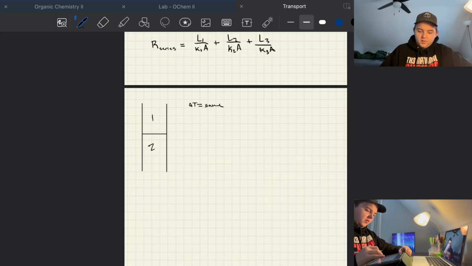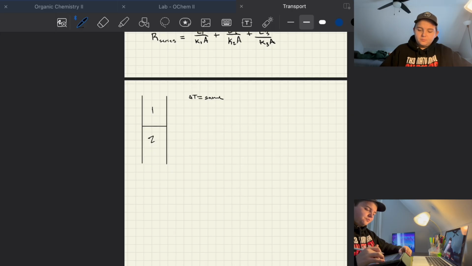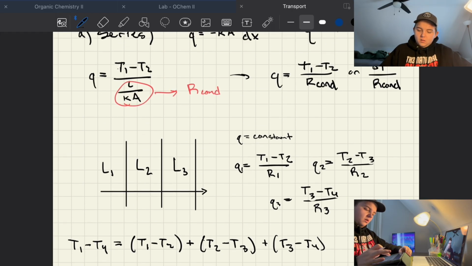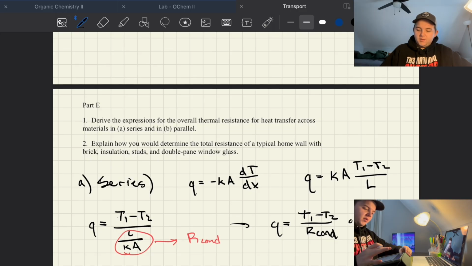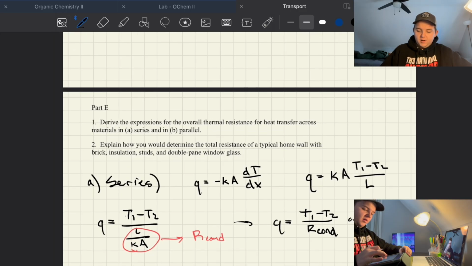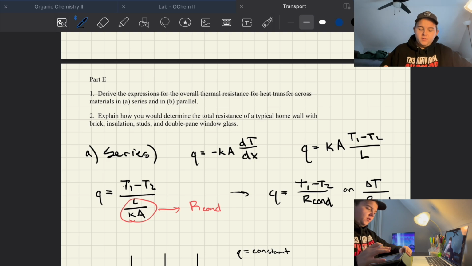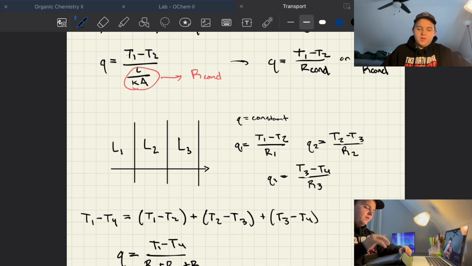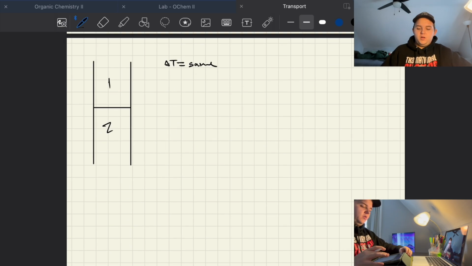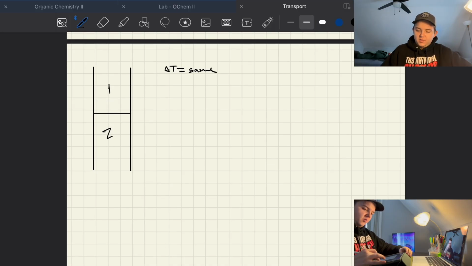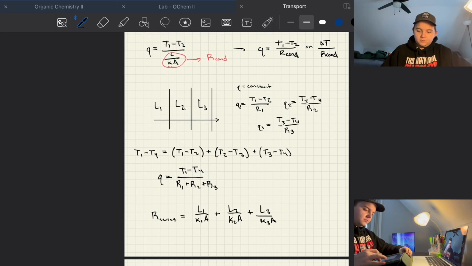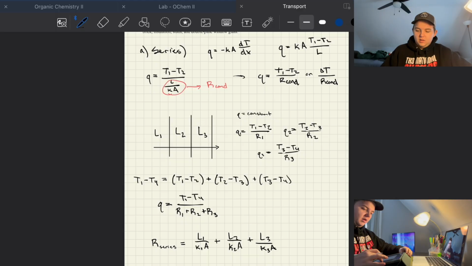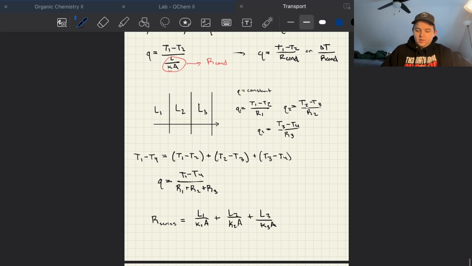Okay, so now we're solving for derive the expression for overall thermal resistance for heat transfer across parallel now. So I just drew what it would look like to have materials in parallel, and I wrote a note that delta T equals the same. So it's going to be somewhat similar to up here, but just a little different with everything. So let's jump in.